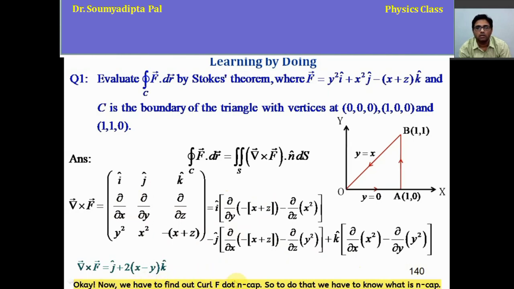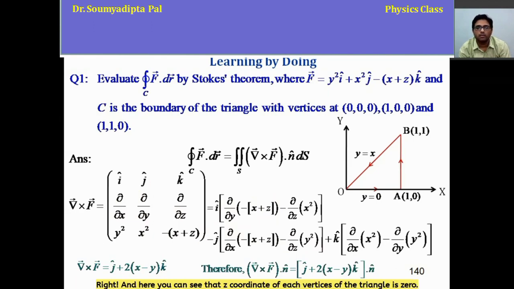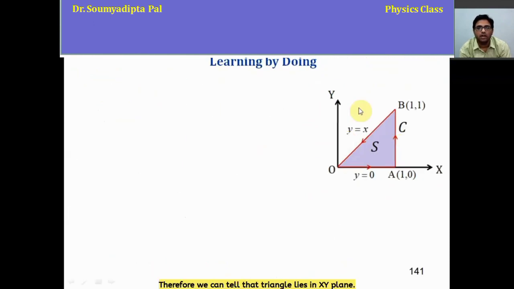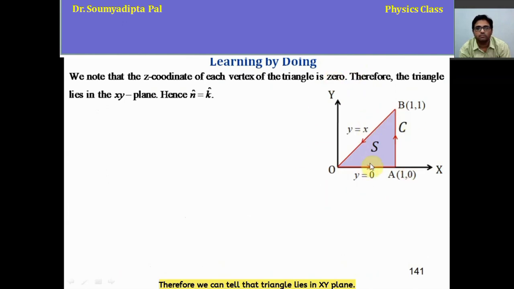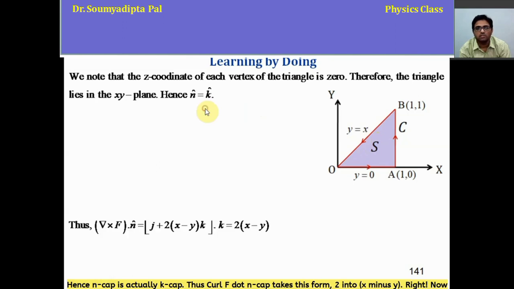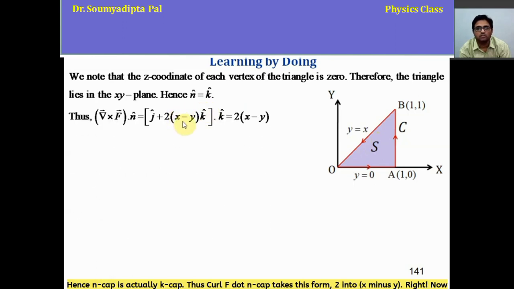Okay. Now we have to find curl F · n cap. So to do that, we have to know what n cap is, right? And here you can see the z coordinate of each vertex of the triangle is 0. Therefore, we can tell the triangle lies in the xy plane. Hence, n cap is actually k cap. Thus, curl F · n cap takes this form: 2(x minus y).